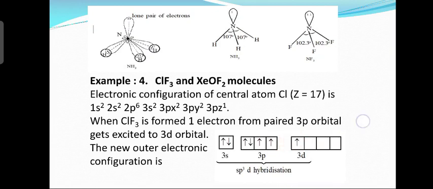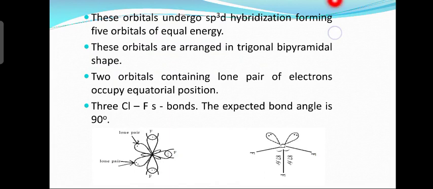So we shall move to the next slide. These orbitals undergo sp3d hybridization, forming 5 orbitals of equal energy. So 5 orbitals are mixing together, therefore you have 5 orbitals of equal energy. These orbitals are arranged in a trigonal bipyramidal shape. And what is the shape of the molecule? Trigonal bipyramidal. Two orbitals containing lone pairs of electrons occupy the equatorial position.